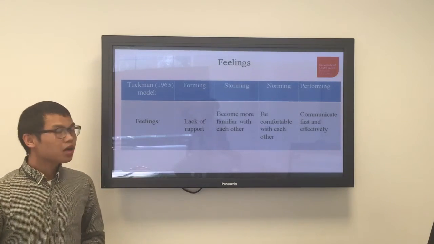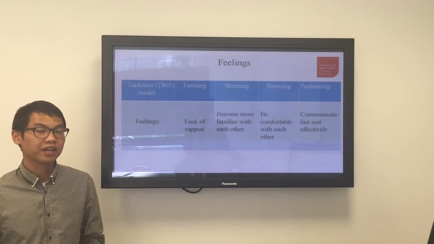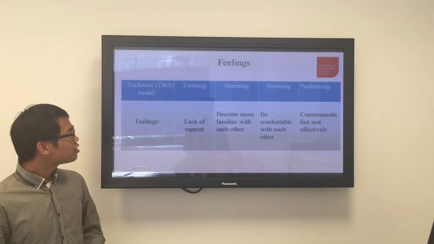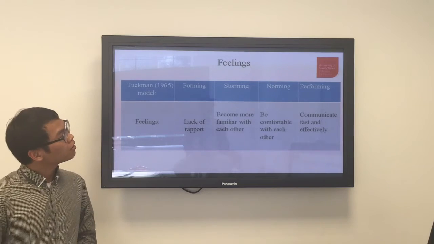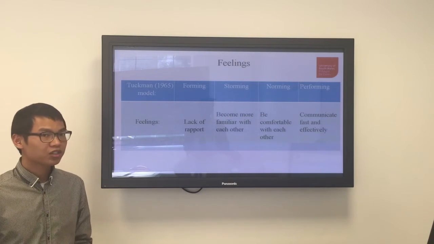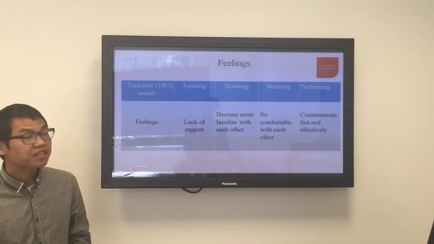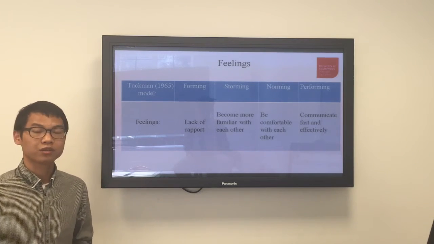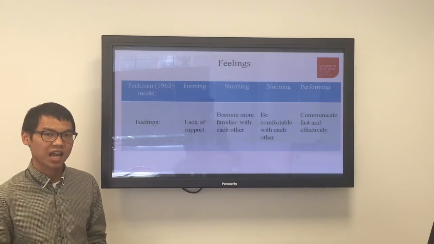According to Tuckman, a group goes through several developmental stages, and we had different feelings in each of the stages. In the forming stage, the team may lack rapport. We couldn't communicate effectively. In the storming stage, we became more familiar with each other and gradually started to get along. In the norming stage, we established some closer bonds. We even started talking about interesting topics. In the performing stage, we could communicate fast and effectively.